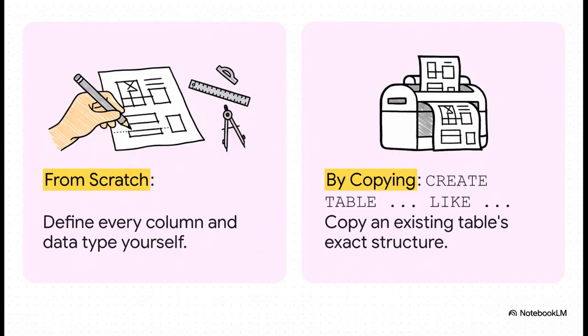And just like in real construction, you've basically got two main options here. You can design a room completely from scratch, defining every single little detail yourself, or, and this is a really cool trick, if you like a design that already exists, you can just make a copy of its blueprint using the like command. It's so useful for creating a new table with the exact same structure as one you already have.